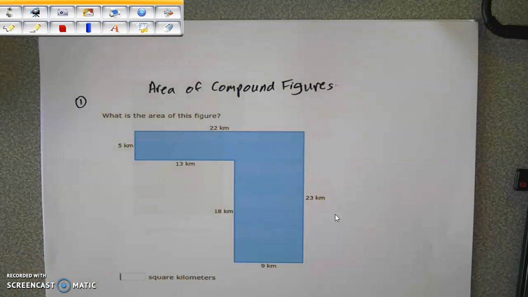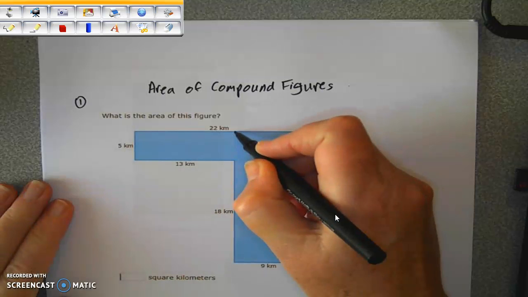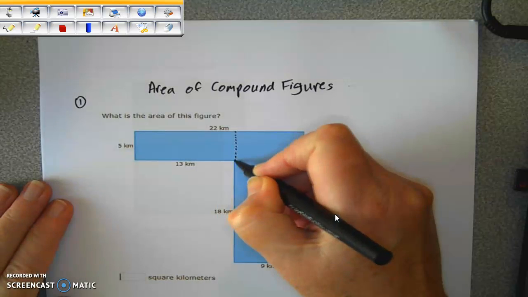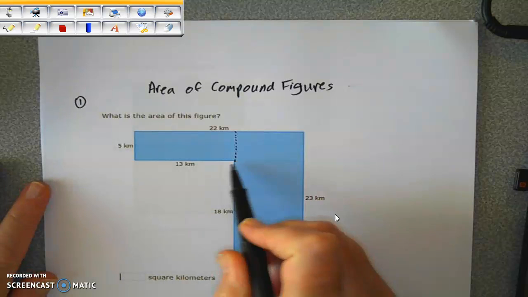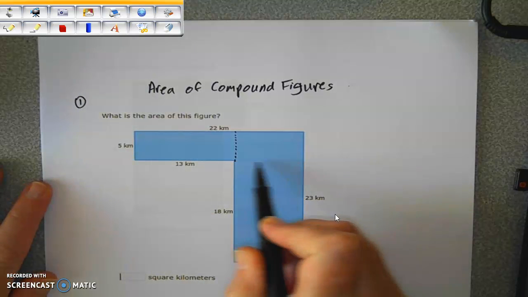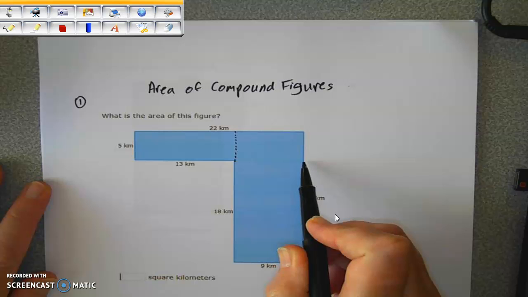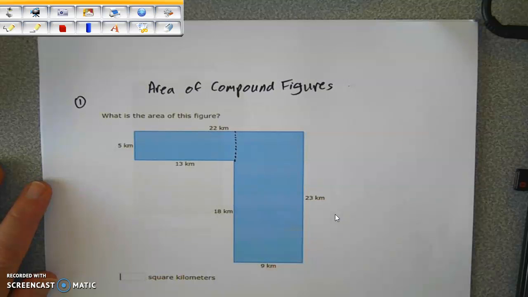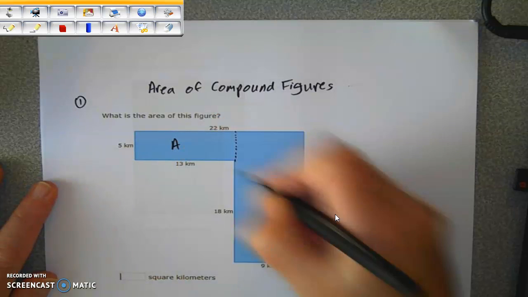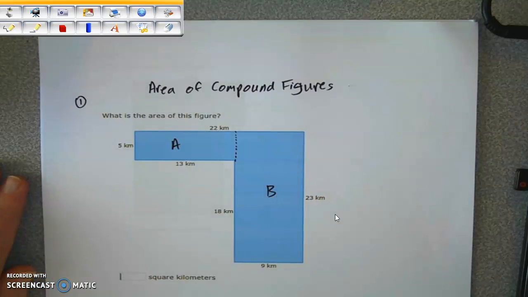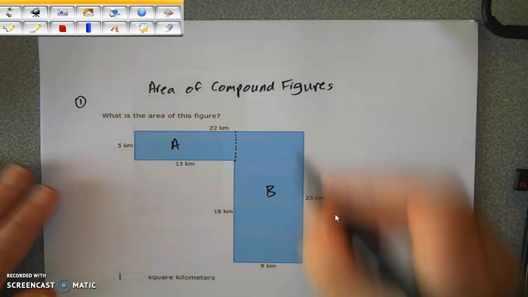The best way to find the area of this blue figure is to chop it into two pieces. So what I would do is put a line going up and down here, or it could go across here. Either way, it could go across right here, or up and down like I've put it, and divide it up into two pieces. So now what we have to do is find the area of A, find the area of B, and add them together.